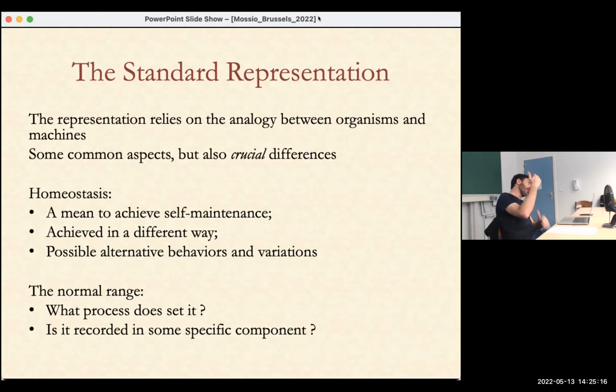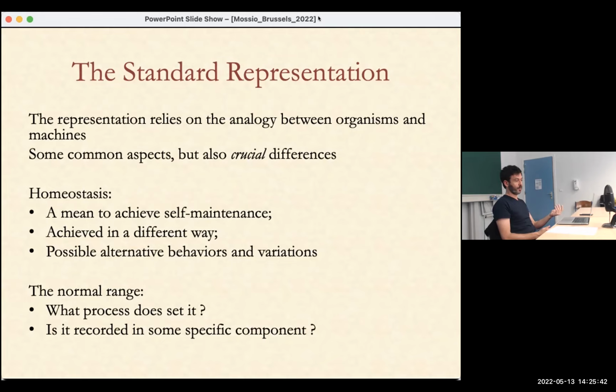And the other example is the normal range. If we are focusing on the homeostatic variable, we can presuppose the normal range because this is not what you want to explain. You want to explain homeostasis. But if you want to explain how an organism works, then the process that sets the normal range is part of what you want to explain.